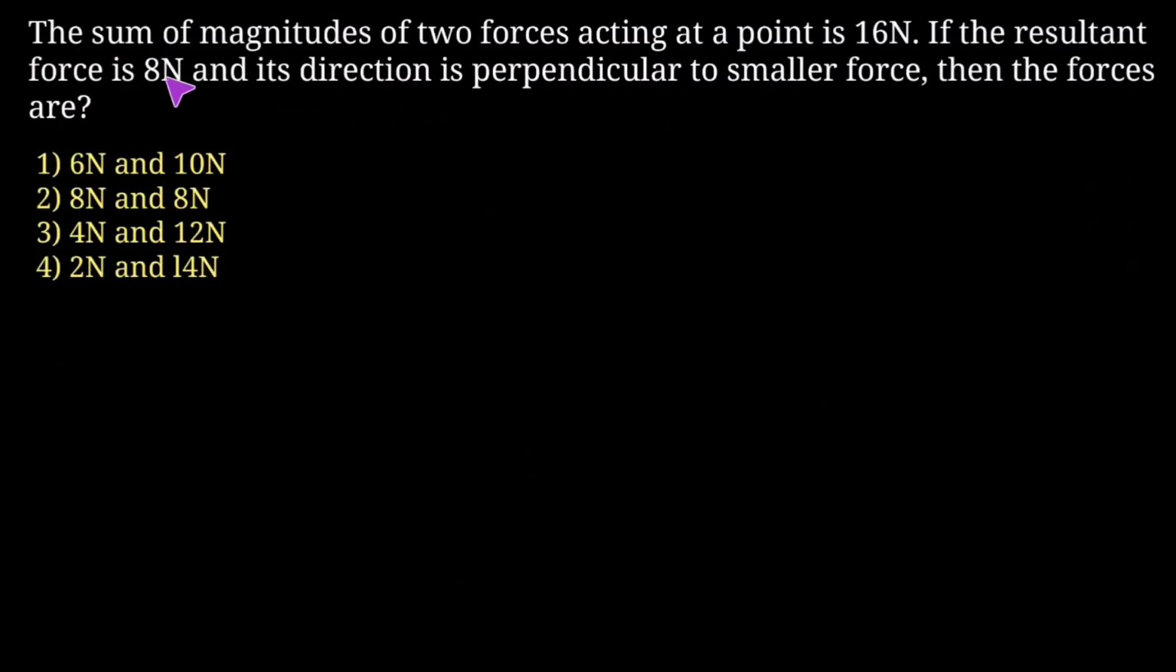This question is: the sum of magnitudes of two forces acting at a point is 16 Newton. If the resultant force is 8 Newton and its direction is perpendicular to the smaller force, then the forces are, and here four options are given. As we can see, this question is based on vector addition.